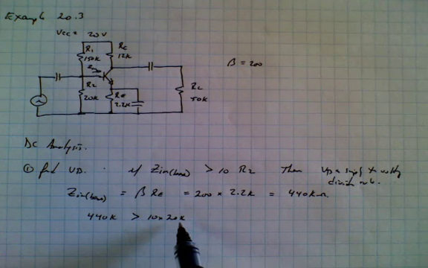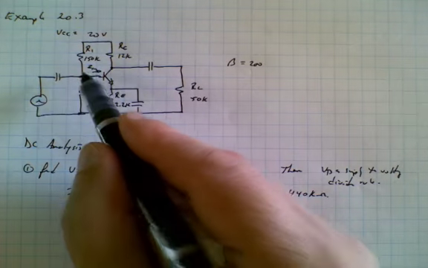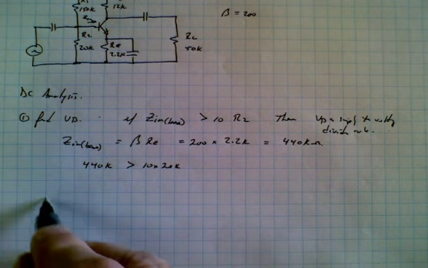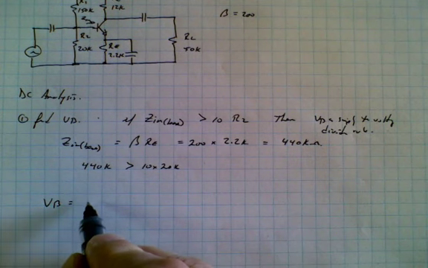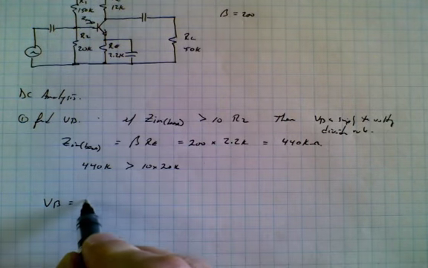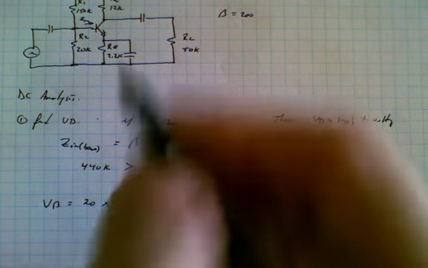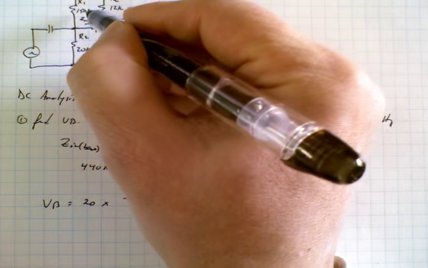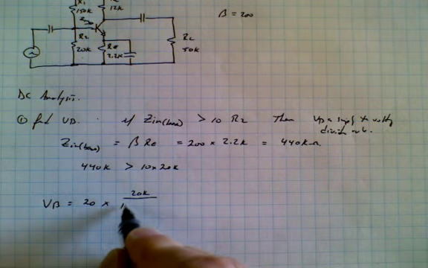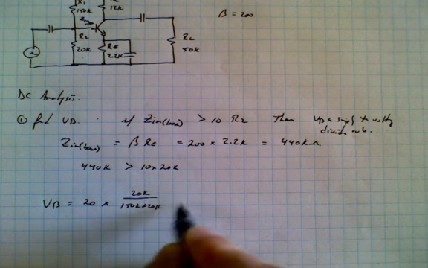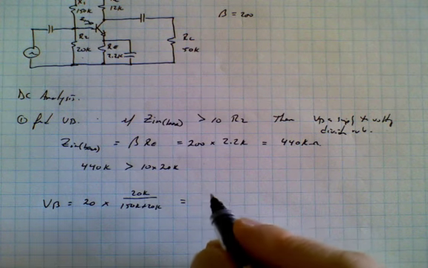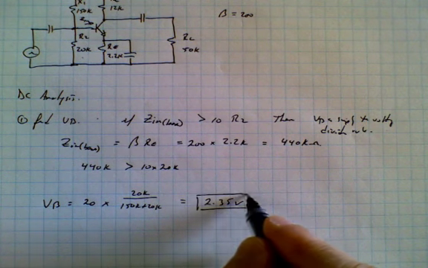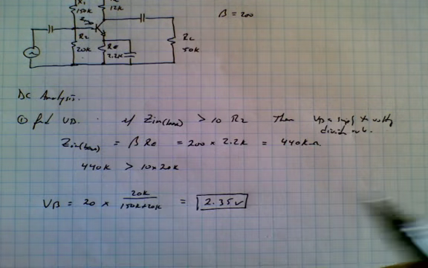Now, because of this, we can now find what the voltage at the base is fairly easily. The voltage at the base is equal to VCC, 20, times the voltage divider rule, R2, 20K, over R1 plus R2, 150K plus 20K. And that number turns out to be about 2.35 volts. So that's the voltage right here at the base.